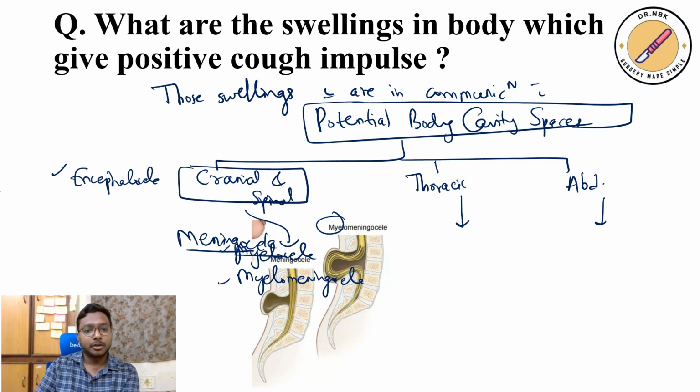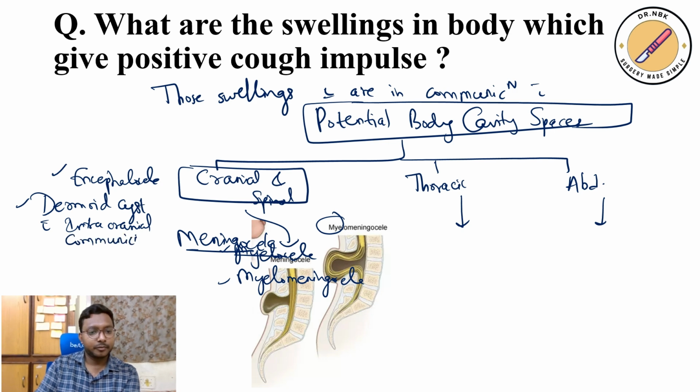Also, rarely you can get a dermoid cyst with the intracranial communication. That will also give positive cough impulse.